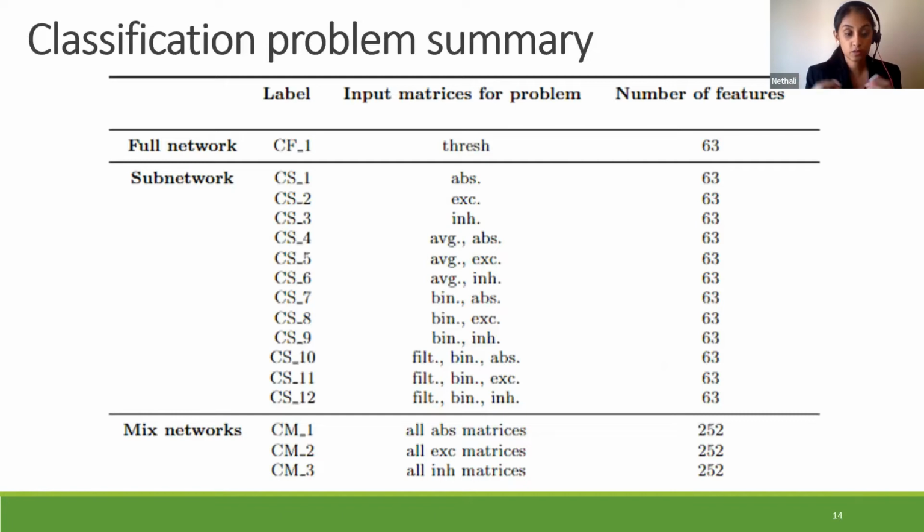So basically we take the matrices and look at these different variations of the same matrix, but we're doing only one classification problem. We're creating a whole array of classification matrices by just changing how we look at it. So I can look at the full network right at the beginning, the threshold, or some of the other subnetworks, or I can look at the mixed networks, where, for example, I look at all the absolute value matrices or the excitatory or inhibitory.